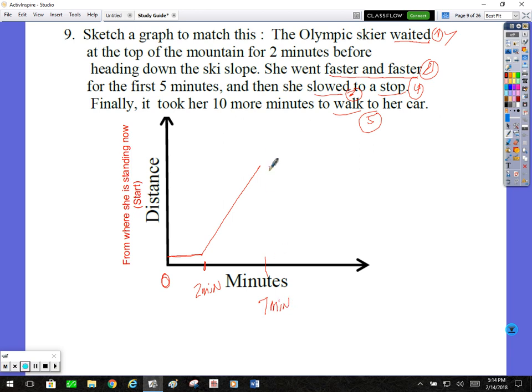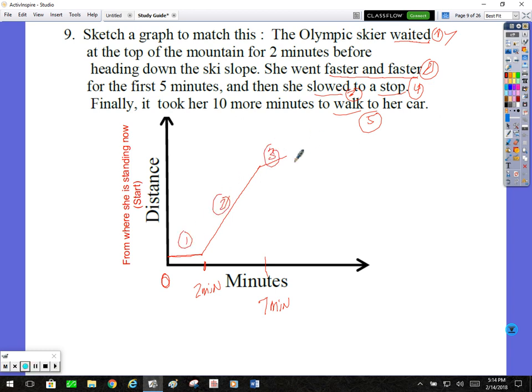And then somewhere around here she's slowed to a stop. So I'm going to say something like this. So we see the change in the slope. So her speed slowed a little bit, so it's not quite as steep. So that would be number 3. So here's number 1. Here's number 2.